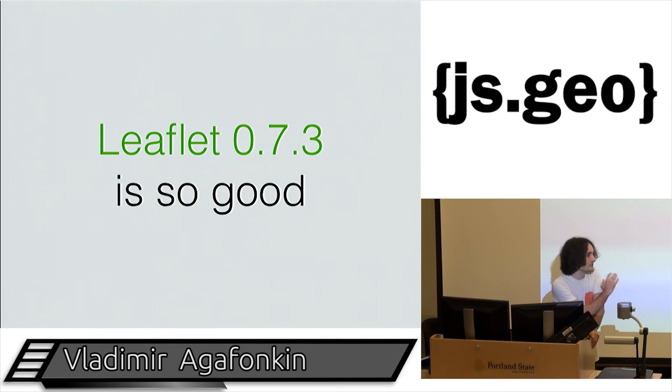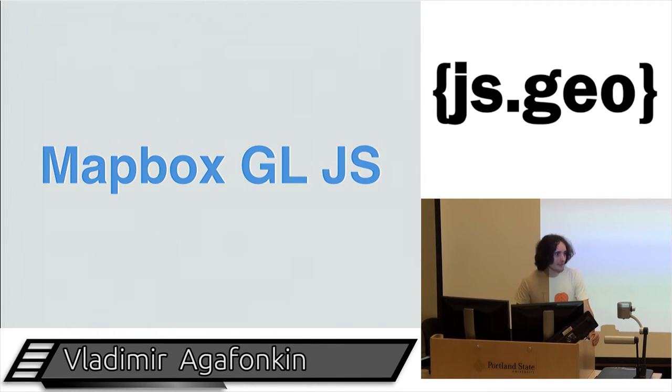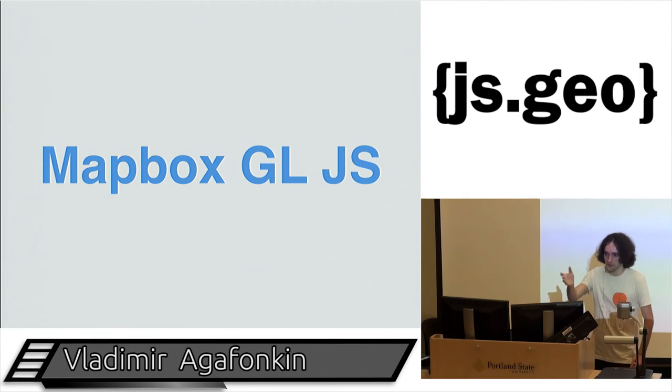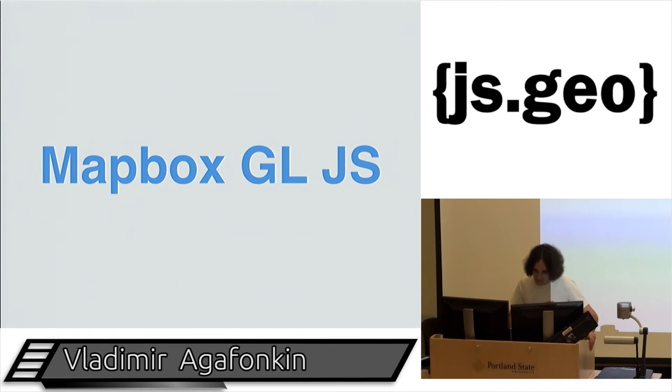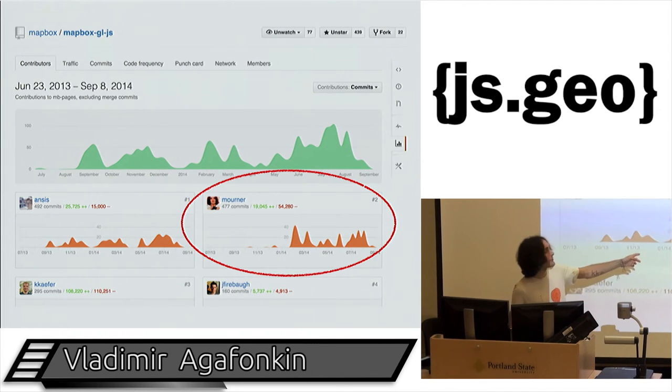The third reason is that Leaflet is already so good. People are really happy with it, and they're not complaining as much as they were before. So, less motivation. The fourth reason is Mapbox GL JS, and our beautiful Lauren will talk more about it today, so stay tuned. I've been working on Mapbox GL JS a lot, as you can see, 500 commits over the year.